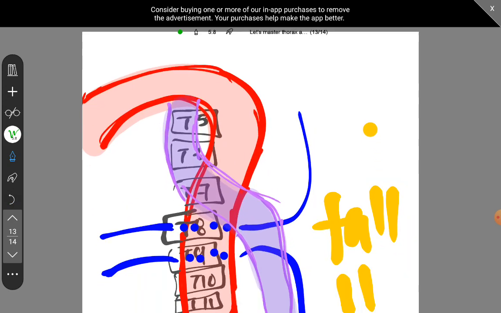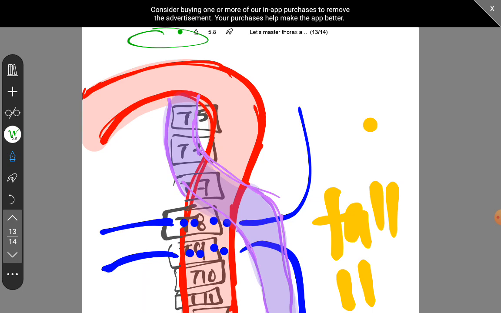Okay. The trachea bifurcates at the level of the sternal angle. Now here's the sternal angle.